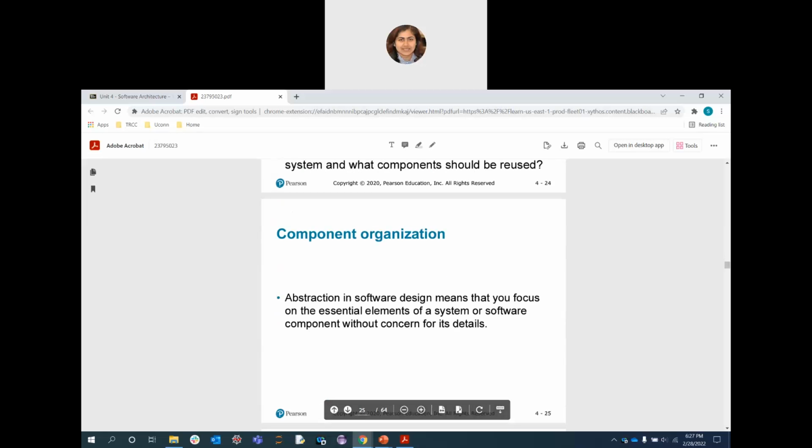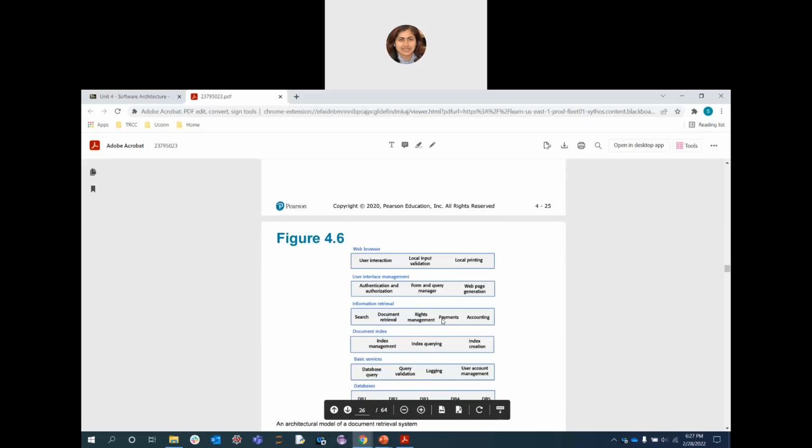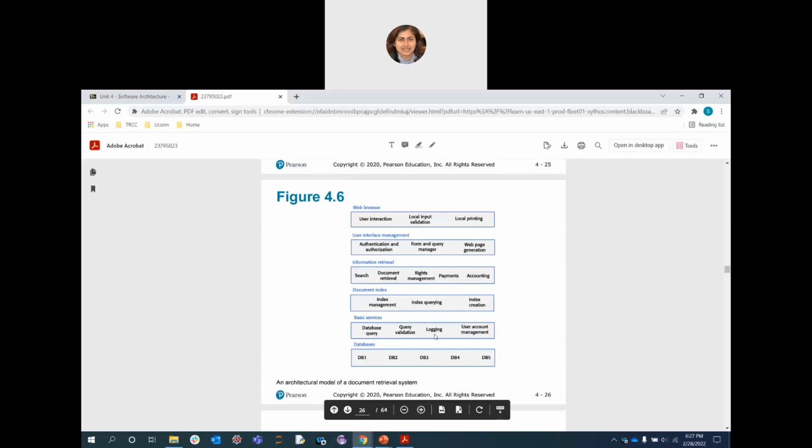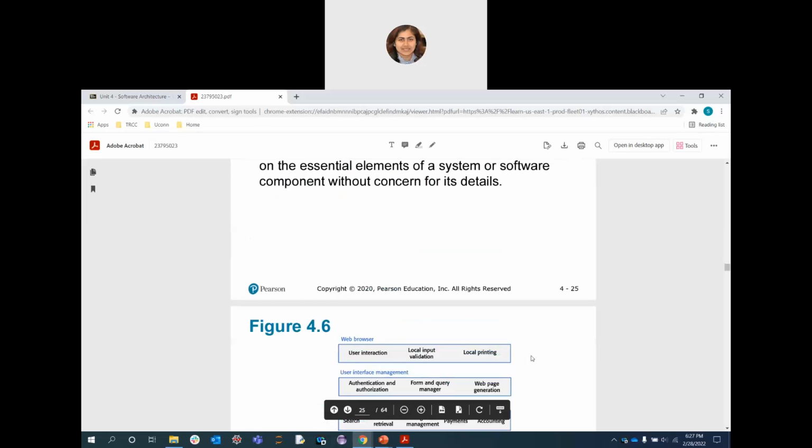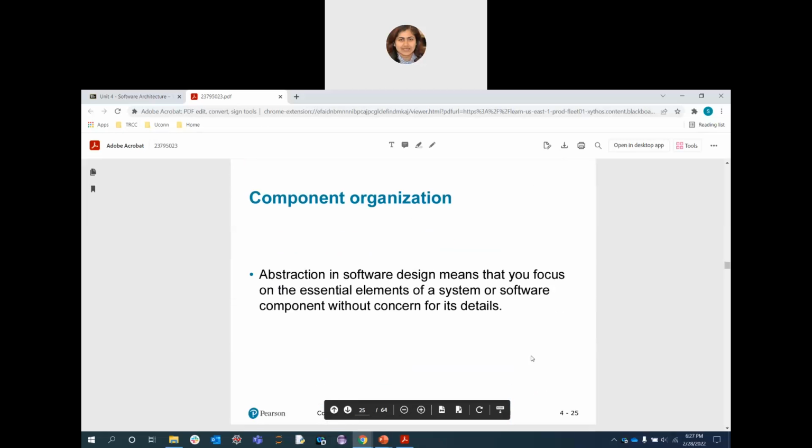Then comes component organization. So here is a figure given. It's a diagram for the document retrieval system. This is an architecture for that. So at the architectural level, your concern should be on large scale architectural components. And decomposition can involve analyzing the large scale components and representing them as a set of multiple finer grained components.